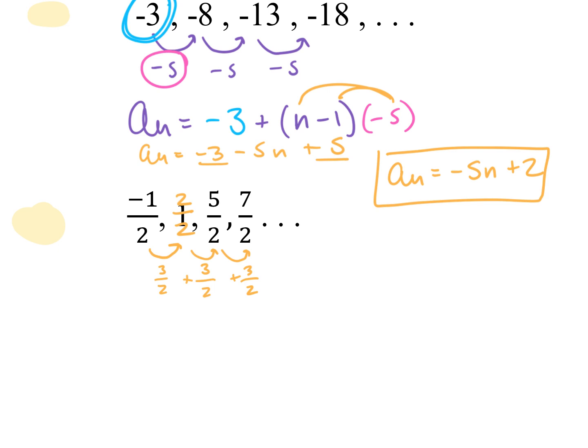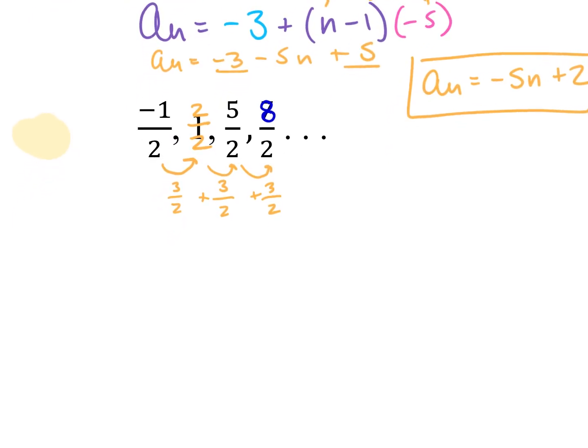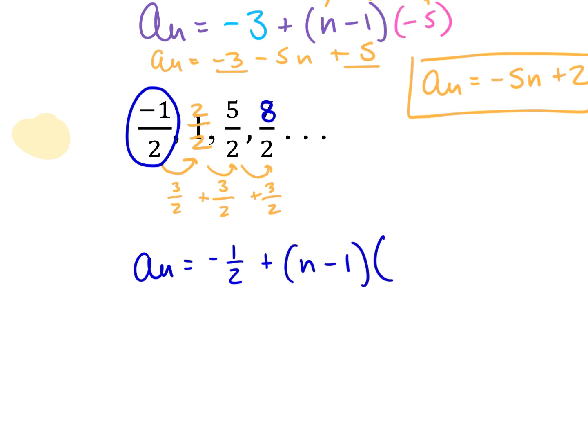So is this an arithmetic sequence? No. So you could say it's not an arithmetic sequence, but let's do it just in case. I'm going to change it to be 8 over 2. Now is it an arithmetic sequence? Yes. So we're going to use our arithmetic formula. We have a sub n is equal to a sub 1. What's our first term? Negative 1/2, plus n minus 1 times d. What's d? 3 over 2.